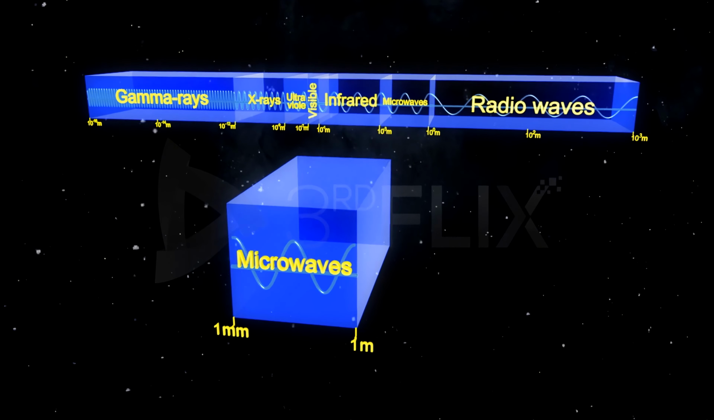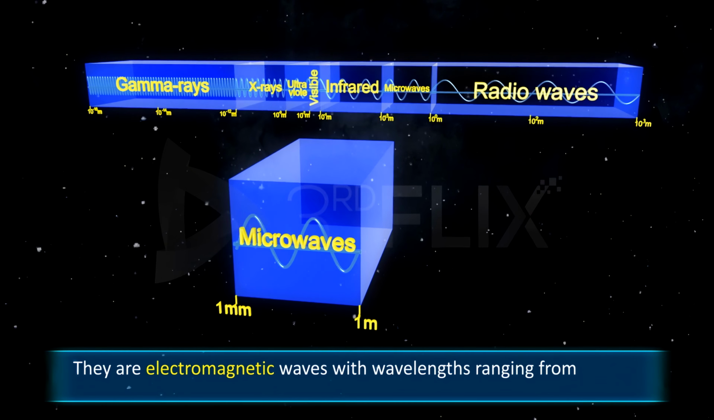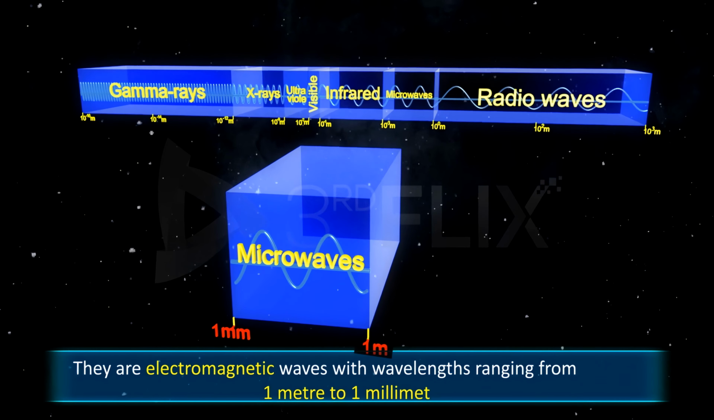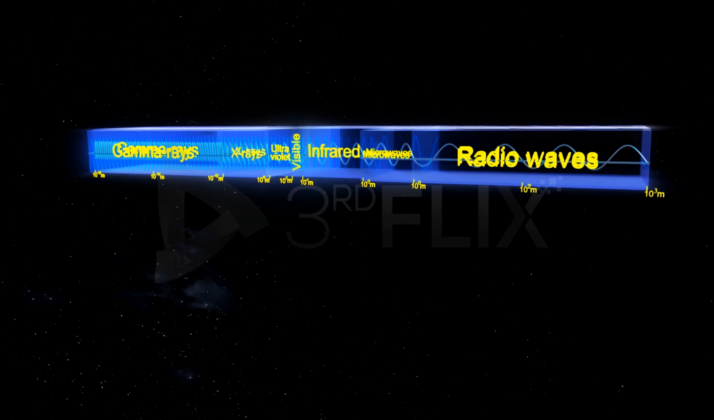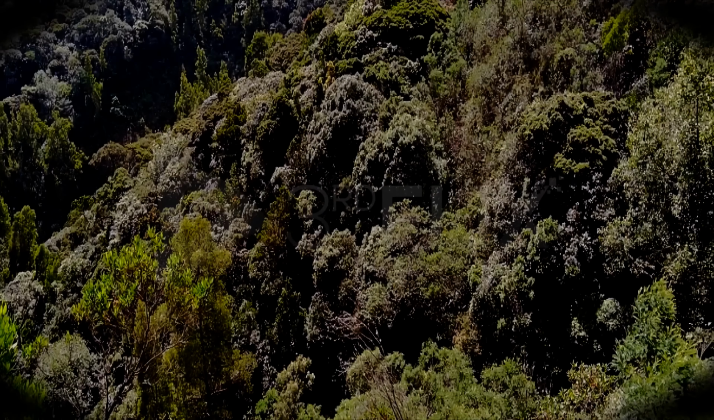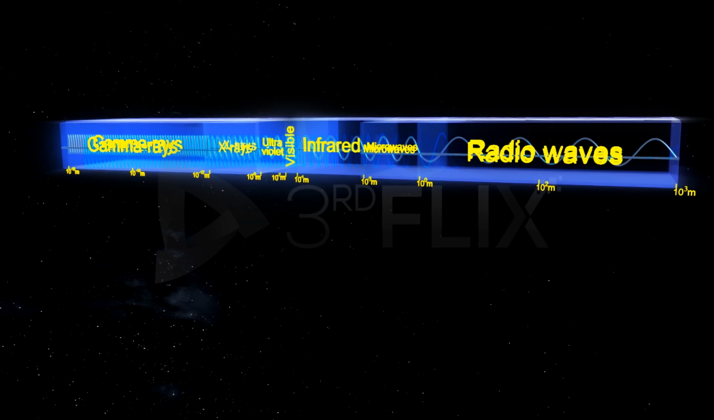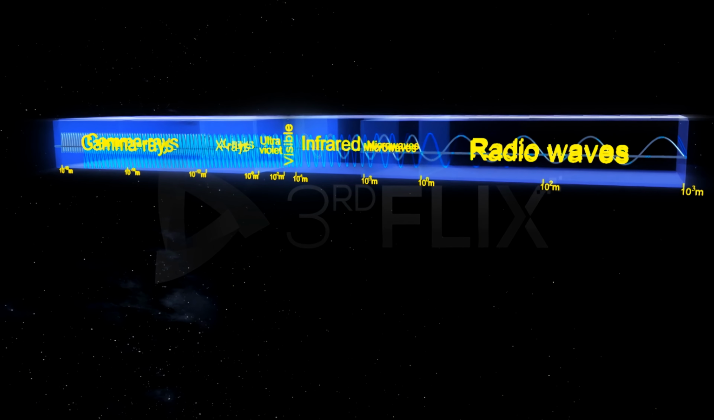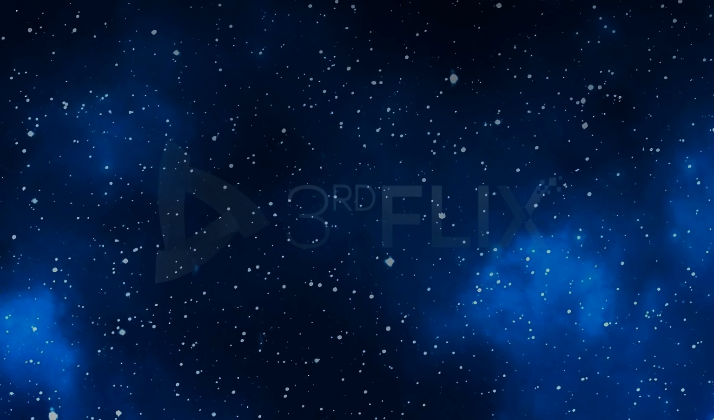Microwaves. Microwaves behave more like radio waves than light waves. They are electromagnetic waves with wavelengths ranging from 1 meter to 1 millimeter. They are naturally emitted by surfaces such as soil, vegetation, snow, and water. At some wavelengths, microwaves do not get absorbed by the atmosphere, thus permitting microwave imaging from space through clouds and haze.